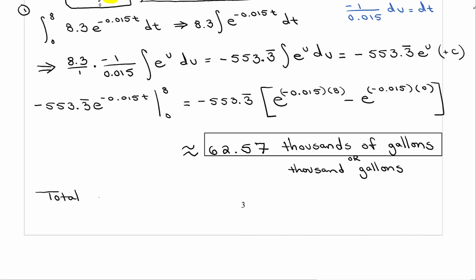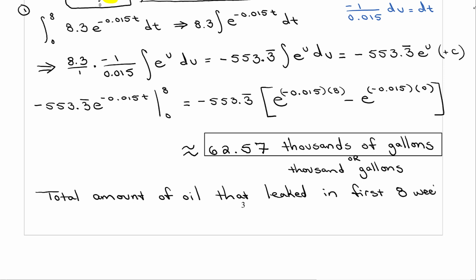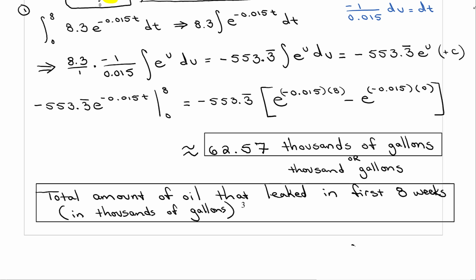Now we want to explain what this is. This is going to represent the total amount of oil that leaked in the first 8 weeks, and in parentheses, I'm going to write down in thousands of gallons. And I'm going to box that in. So there are the two parts to this question that we've answered.